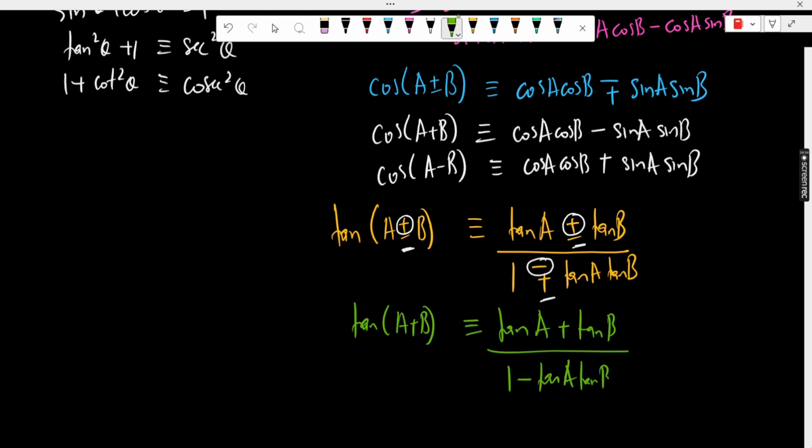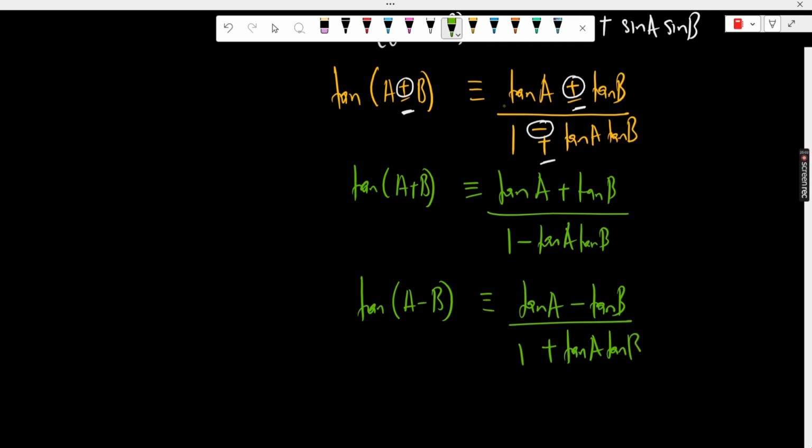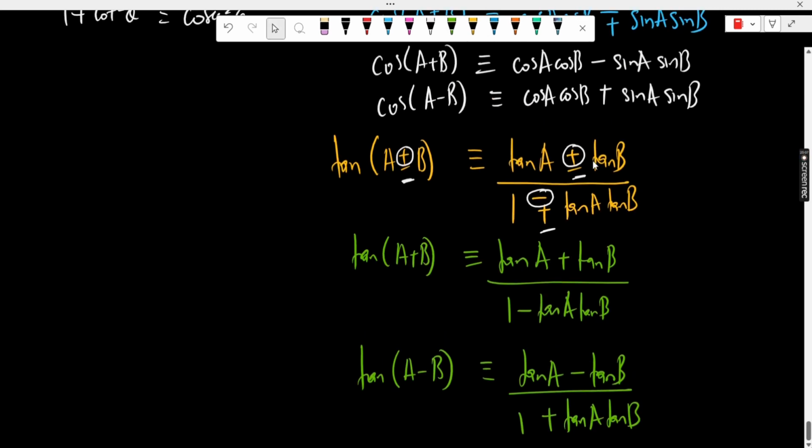A tan B. And then, of course, if we simply replace the plus sign, let me not be lazy and just write it over. If we now say that basically tan of A minus B will be equivalent to tan A minus tan B over 1 plus tan A tan B. And there we have our compound angle identities, right?